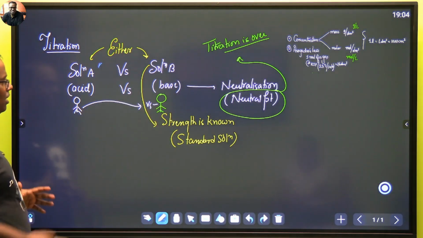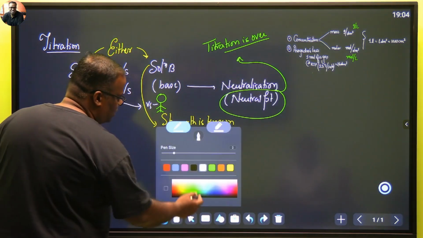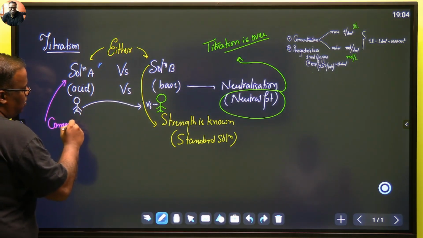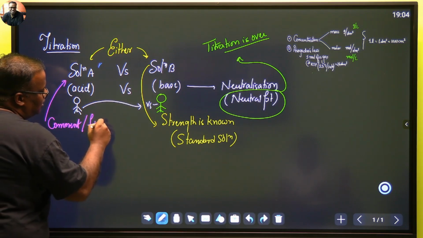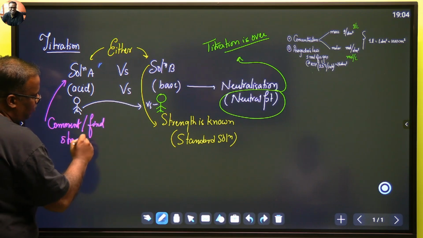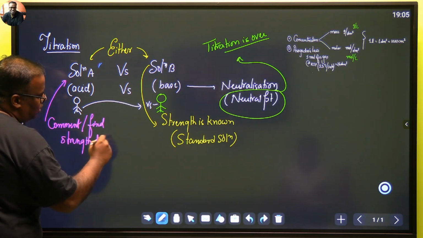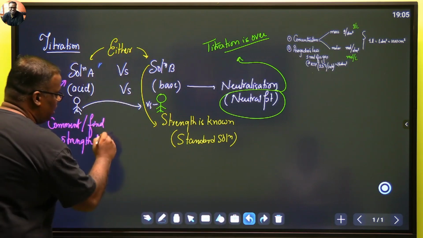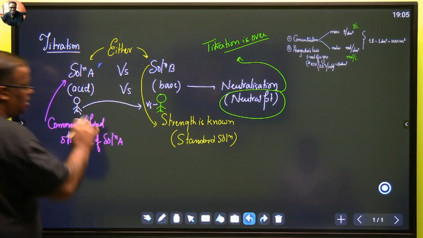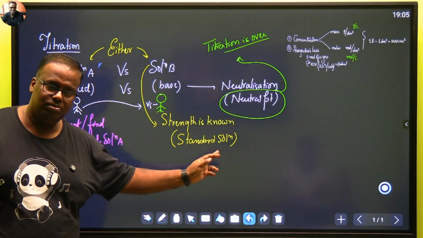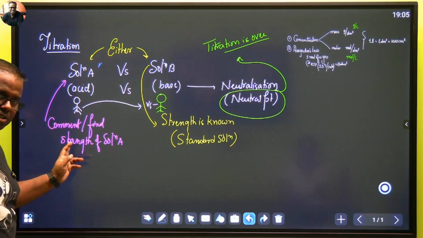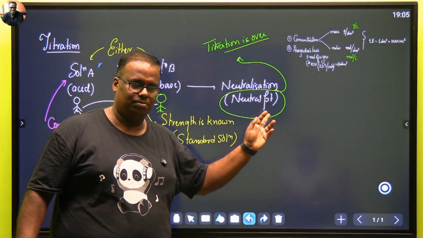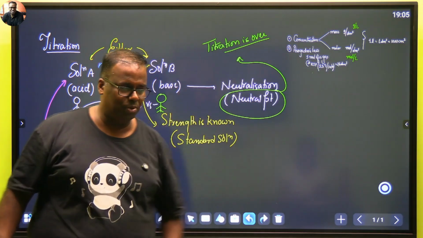But in that manner, the whole object is to finally comment, or say find the strength of, say, solution A. Because children, don't think that only A can be the unknown one and B is the known. This is just an arbitrary example. Once this is known, I am supposed to comment on the strength of this. How will you comment on the strength of this? After achieving the neutral point. Do you understand? Or let me give you an example.